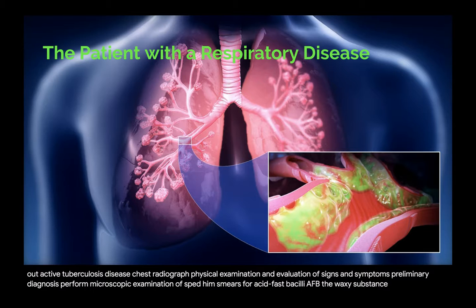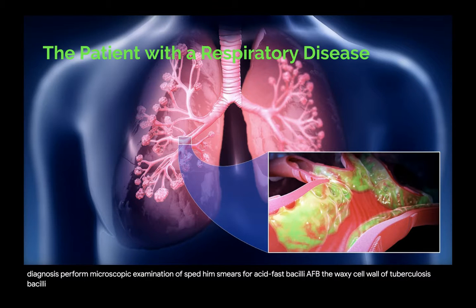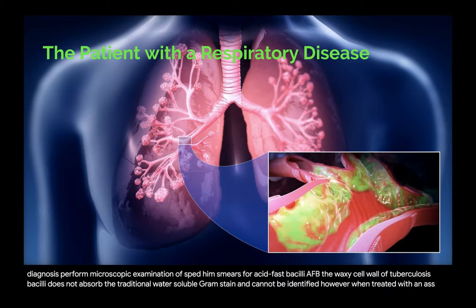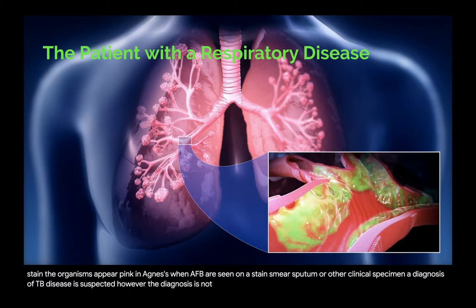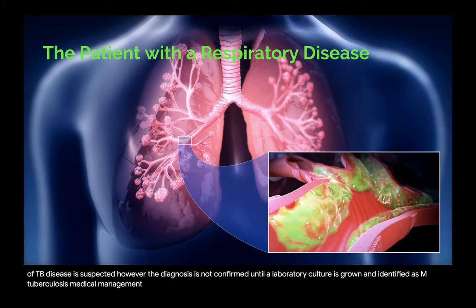The waxy cell wall of tuberculosis bacilli does not absorb the traditional water-soluble Gram stain and cannot be identified. However, when treated with an acid stain, the organisms appear pink and are named AFB. Definitive diagnosis: when AFB are seen on a stained smear of sputum or other clinical specimen, a diagnosis of TB disease is suspected. However, the diagnosis is not confirmed until a laboratory culture is grown and identified as M. tuberculosis. Medical management: commonly prescribed drugs.